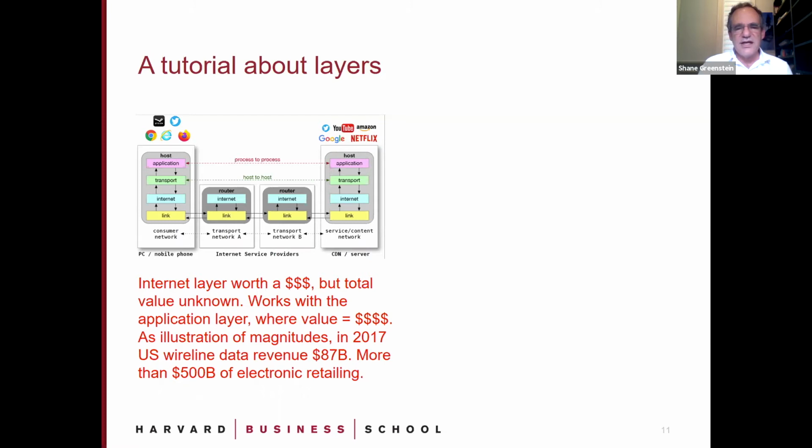We do know from other data that the value of the application layer is quite high. And just to give you a sense of the magnitudes, electronic retailing in the U.S. is just north of 500 billion in revenue. U.S. wireline access revenue is just north of 87 billion in 2017, the last year that we have the data. Wireless data revenues are in the same order of magnitude in the U.S. So just to give you a sense, it's a really substantial economic activity.